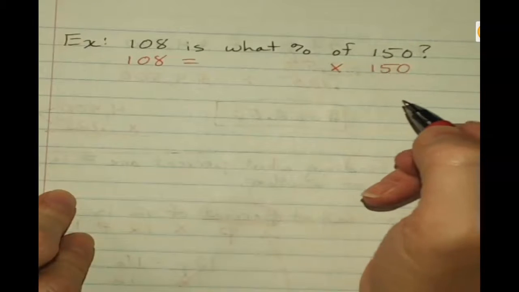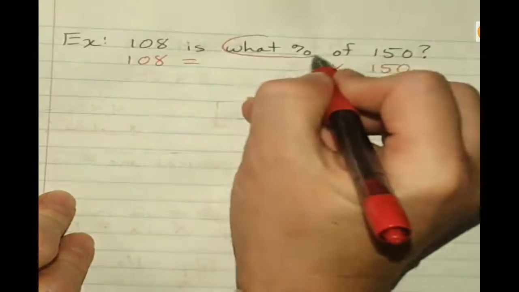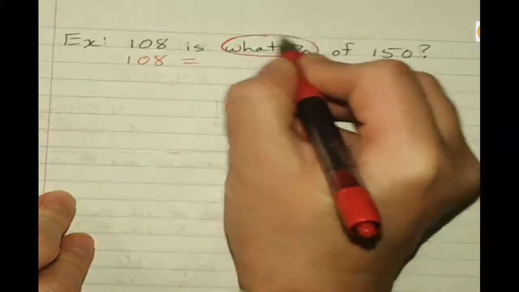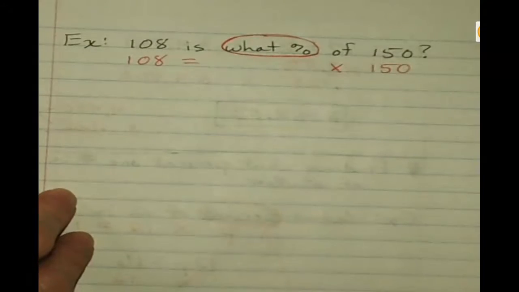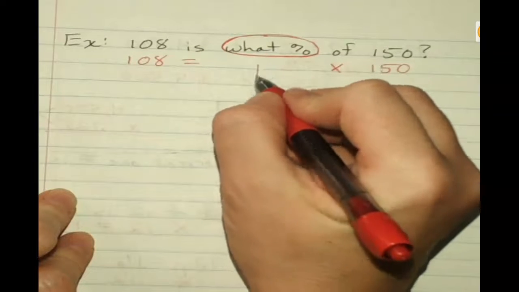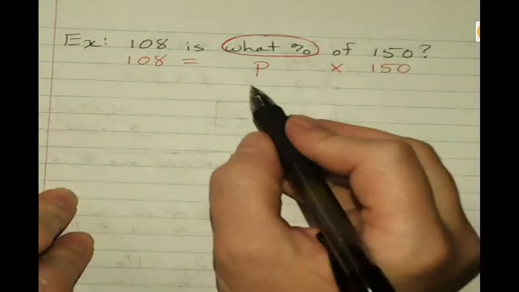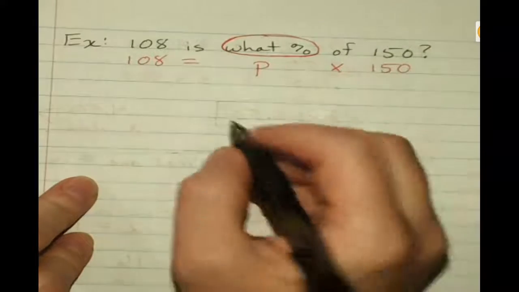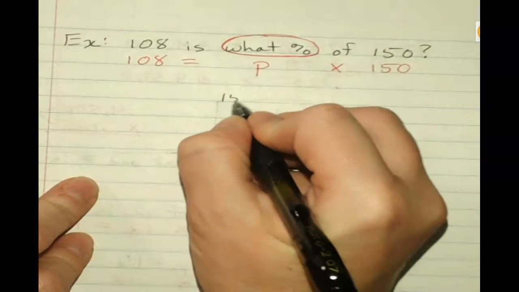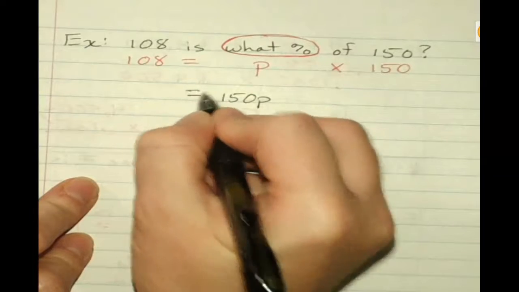Okay, so the only thing we're missing here is what? Percent. So I'm circling this so that I remember, okay, they're looking for percent. When I get my answer, I got to go back and change that. So what do we put in place of this? A P. I try to tell my students to do P for percent. I don't know. That'll help them maybe. Okay, so Joseph, what is P times 150? 150 P. And then I bring down the equal sign. Do y'all see what I'm doing here?